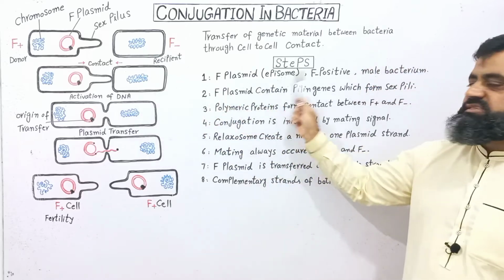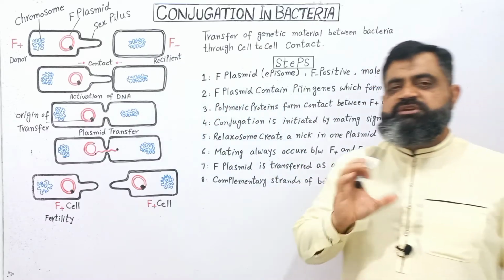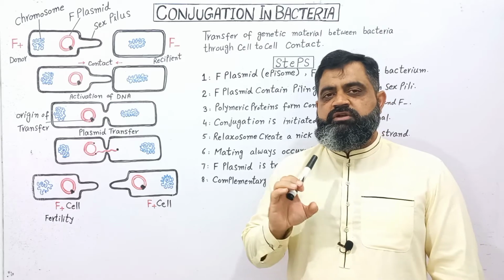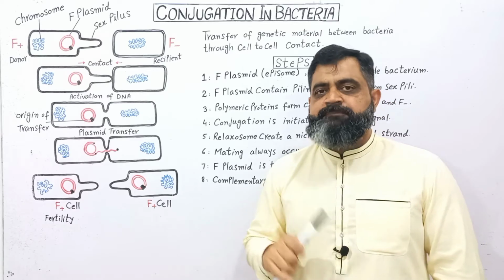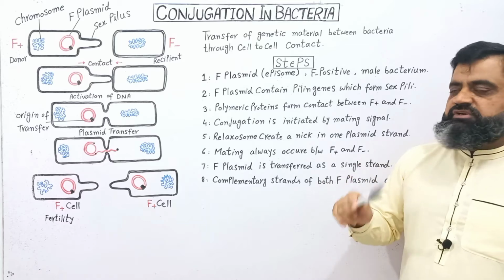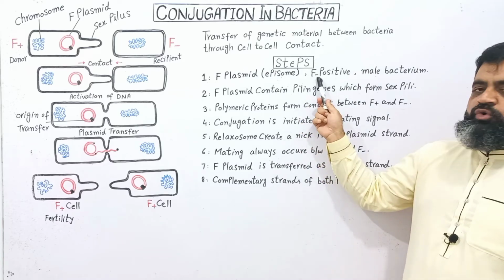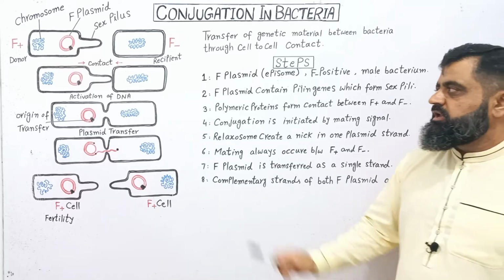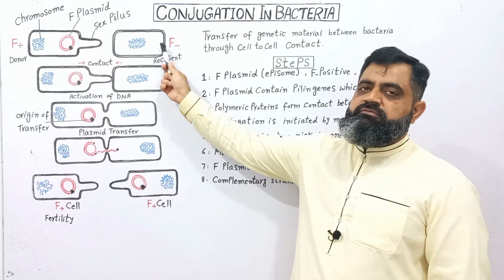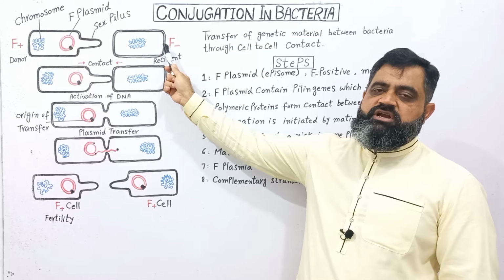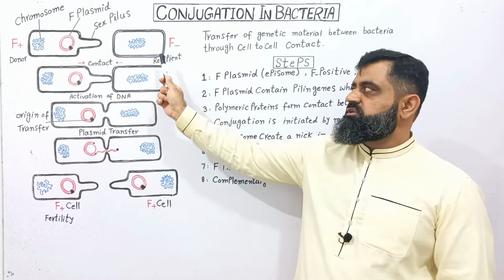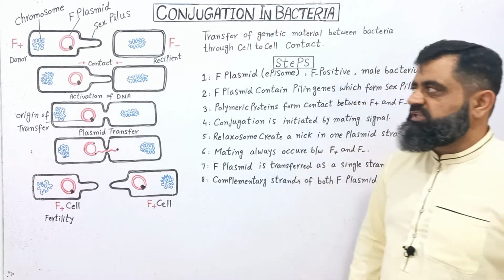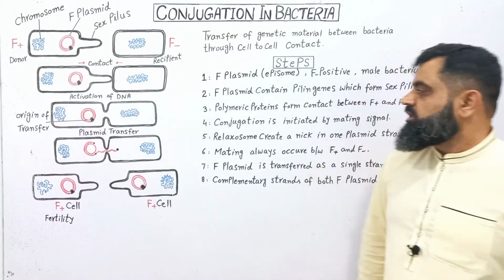So for the first step, the F plasmid, which contains the F factor, is also known as an episome. An episome is a special type of DNA which contains a few kilobases of DNA bases, which is going to be transferred to another bacterium. The donor is known as F positive, also known as the male bacterium. The other bacterium, which is F negative, does not contain the F plasmid, and is also known as the female and the recipient bacterium. They come across each other.